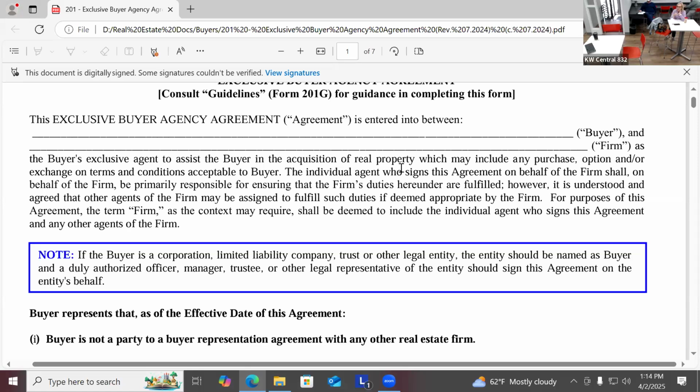Is there anywhere else that we have to put that? No. In the contract? Okay, just at the start. Yep, you got it.